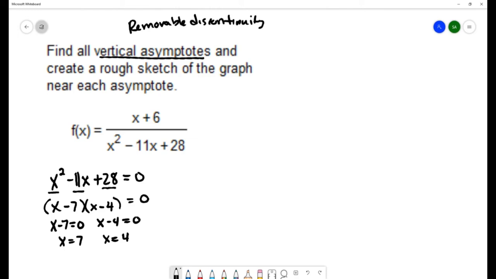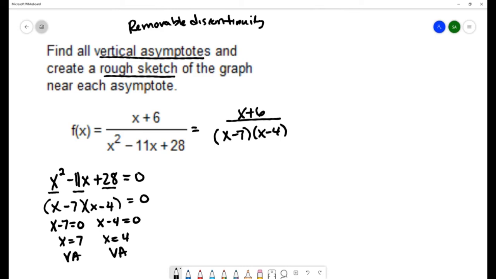So we need to check to see if this function has any common factors. The numerator is already factored into x plus 6, and the denominator we factored into x minus 7 times x minus 4. You can see that we do not have common factors between the numerator and denominator. That means that both of these are vertical asymptotes, so this function has 2 vertical asymptotes. Then we want to draw a rough sketch of the graph near each asymptote.